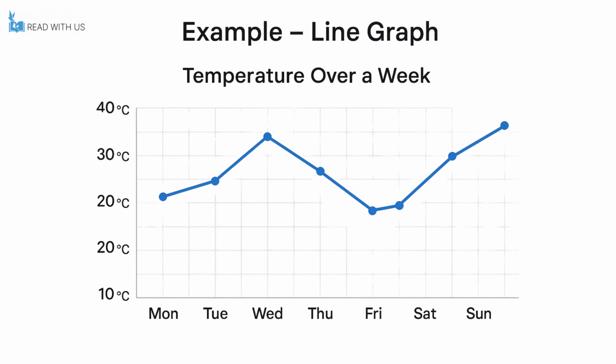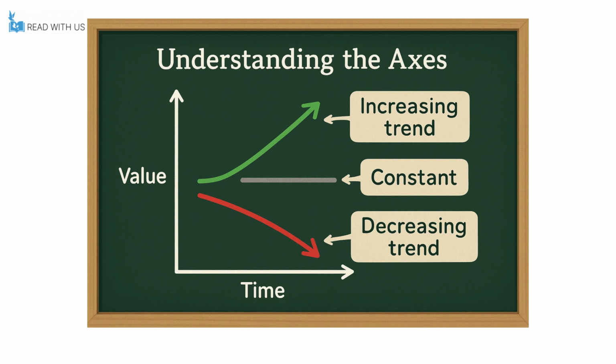For example, you can use a line graph to show how temperature changes throughout a week or how a student's marks improve over several tests. The horizontal axis usually represents time, while the vertical axis represents the value being measured. The line connecting the points shows whether the data is going up, down, or staying the same. A steep line means a big change, while a flat line means little or no change.